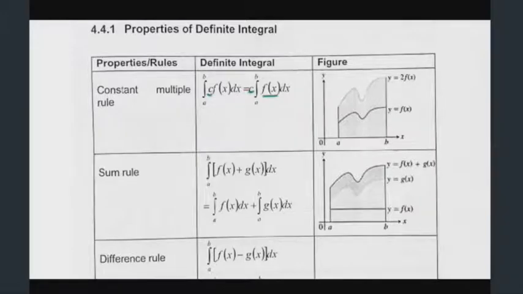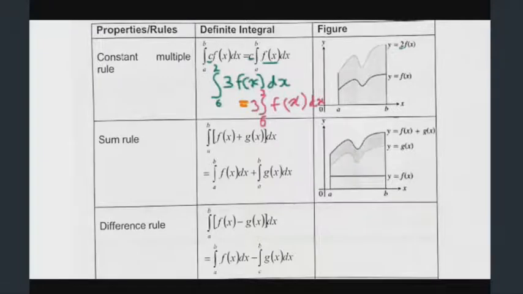For example, let's say I have the integral of 3f(x). How do I remove the constant? I remove the 3 from this function. So this is one example of how we remove the constant from the function. This integral can be represented in this graph. Here is the function y equals f(x). If I multiply this function by 2, then it is 2 times higher than this function.